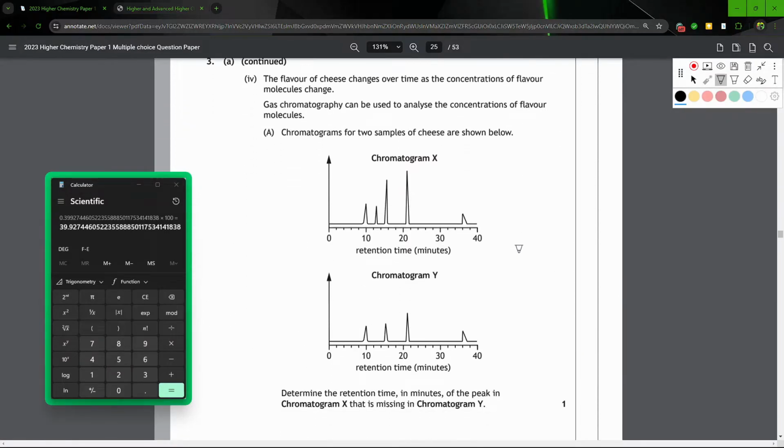The flavour of cheese changes over time as the concentration of the flavour molecules changes. Gas chromatography can be used to analyse the concentrations of flavour molecules. Chromatograms for 2 samples of cheese are shown below. Give the retention time in minutes of the peak in chromatogram X that is missing in chromatogram Y.